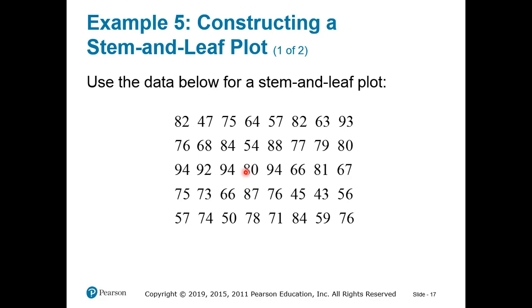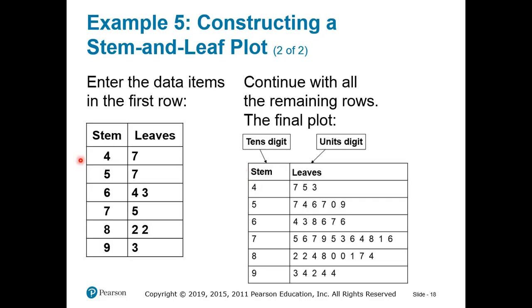So what would that look like? It would look like this. Okay. So the first thing we're going to do is enter the data items in the first row. Okay, so here's the 4, 5, 6, 7, 8, 9. So here are the stem values, okay? And here are the leaves. So this is just the items in the first row.